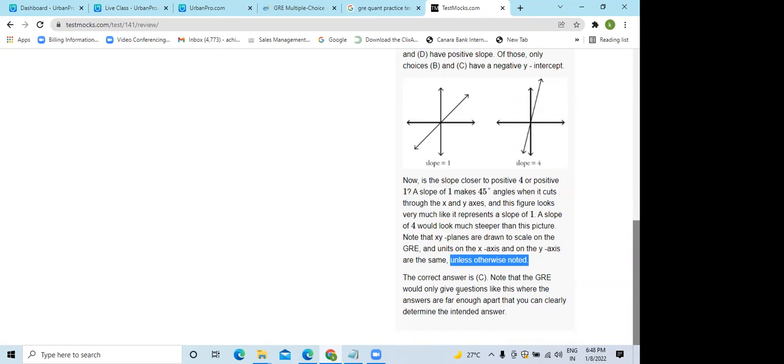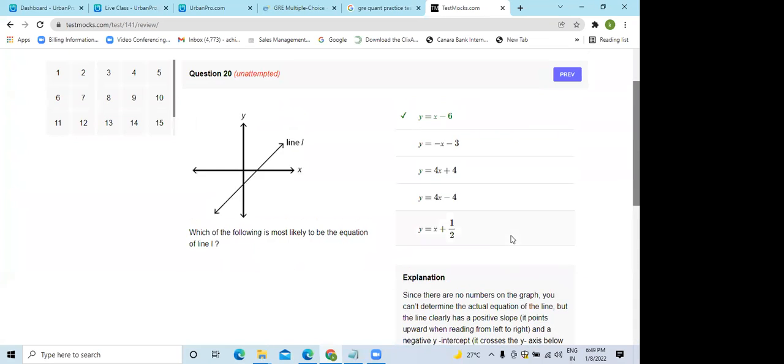Note that the GRE would only give questions like this where the answers are far enough apart that you can clearly determine. This is a very, very important point. That's why they're asking what could be most likely. So here you have to use a lot of logic, and it could only be y is equal to x minus 6. Got it?